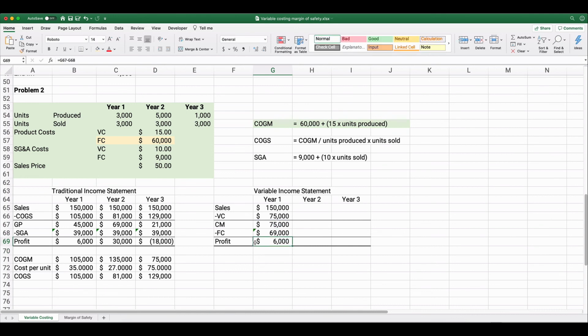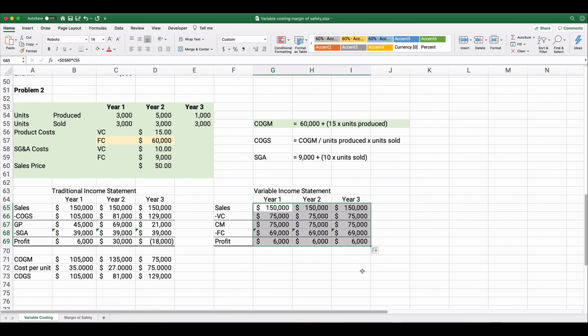We've got 6,000. That agrees with the first year. Remember, we produce exactly what we sold, so it should be the same. And if we copy across, we'll have 6,000 for each year, and that's a total of 18,000. But you see, it's dramatic when you have the traditional income statement, where if you produce more, then your profit goes up. If you produce less, your profit goes down.